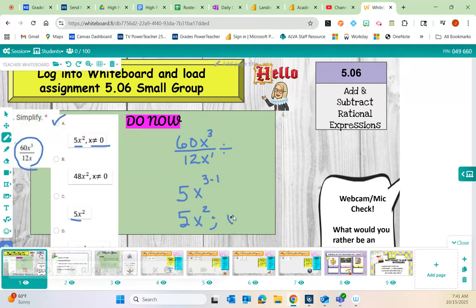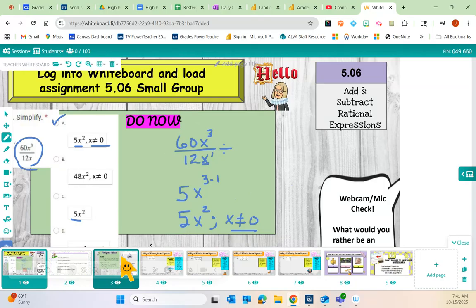X cannot be equal to 0 because we can't divide by 0. And if I were to put an x into this spot in the denominator, the numerator can be 0 all day long, but we have a rule that says we can't divide by 0. So if x were 0, I would have 12 times 0 in the denominator, and I would be dividing by 0, which is undefined. So I have to add this little extra, x cannot be equal to 0.